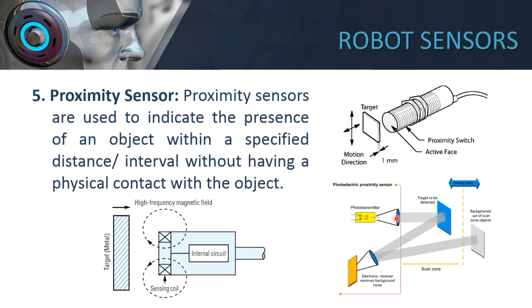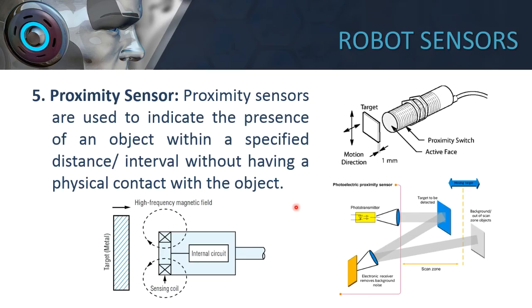And then the proximity sensor. You might have experienced this proximity sensor; it is widely used in cell phones. Proximity sensors are used to indicate the presence of an object within a specified distance or interval without having physical contact with the object. You might have come across this proximity sensor when you enter a mall. In a particular range, as soon as you enter that range, the doors open by themselves. That is with the help of the proximity sensor.